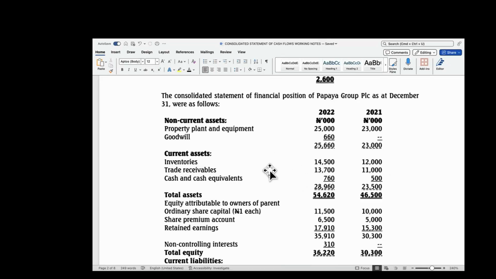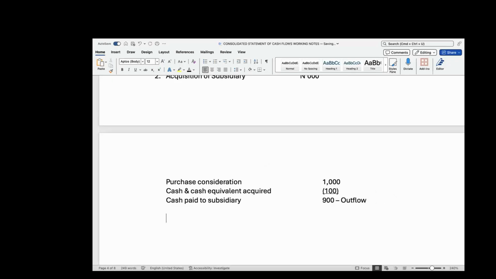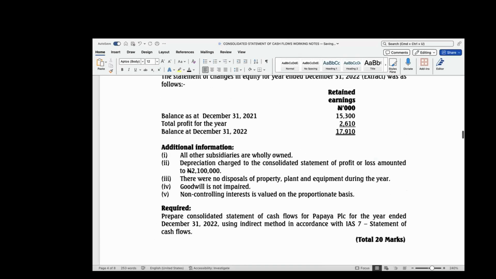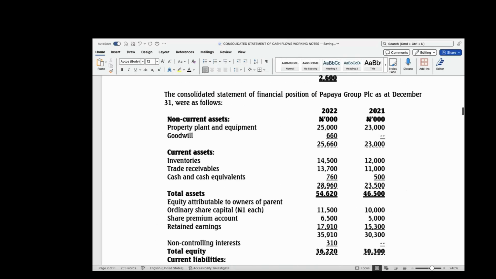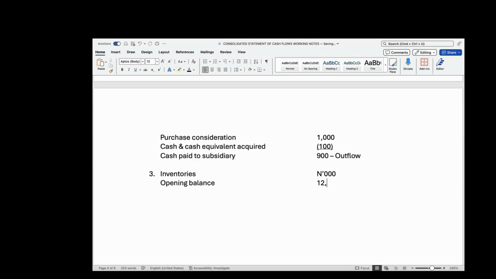Then we need to do the movement in inventories. So the third one is my inventories. What's the opening balance of my inventory? 12,000. What's my closing balance? 14,500. We have an increase in inventory of how much?